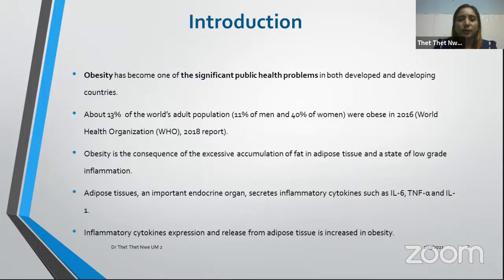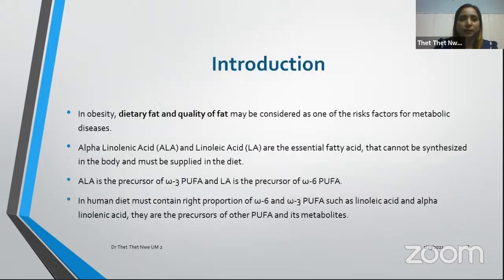And adipose tissue is an important endocrine organ that secretes inflammatory cytokines such as interleukin-6, TNF-alpha, interleukin-1. These inflammatory cytokine expressions and release from adipose tissue are increased in obesity. In obesity, dietary fats and quality of fat may be considered one of the risk factors for metabolic diseases. The 2 essential fatty acids, alpha-linolenic acid and linoleic acid, cannot be synthesized in our body and must be supplied in the diet.